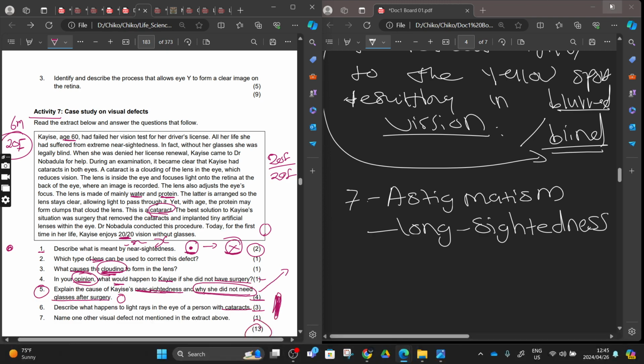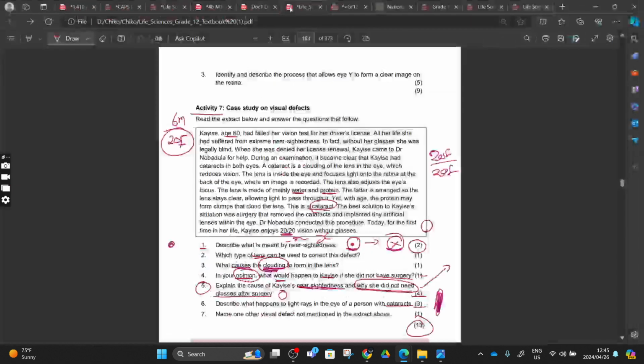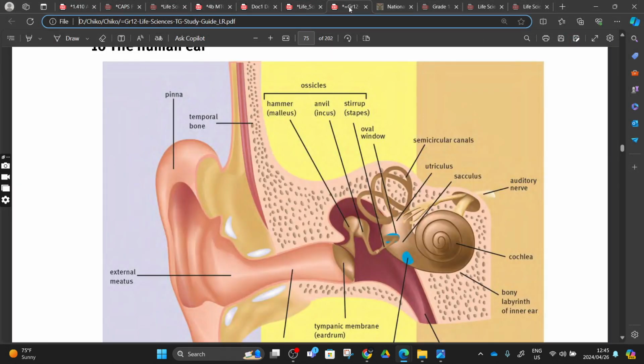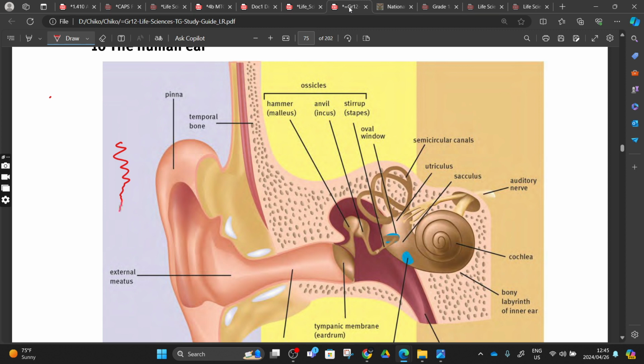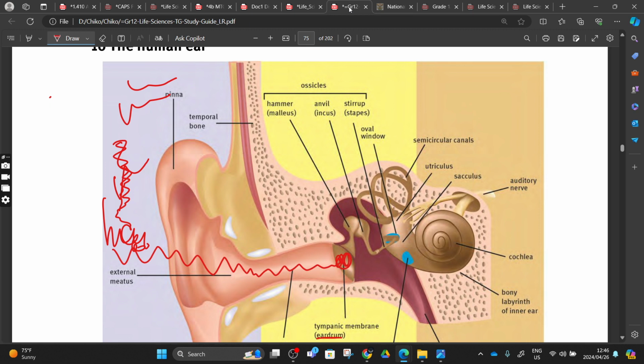Next week, we're doing the structure of the human ear. Let's do this fast. The sound wave travels inside our auditory canal, and then it vibrates our eardrum. After vibrating the eardrum, it forces the hammer to vibrate. The hammer forces the anvil to vibrate.